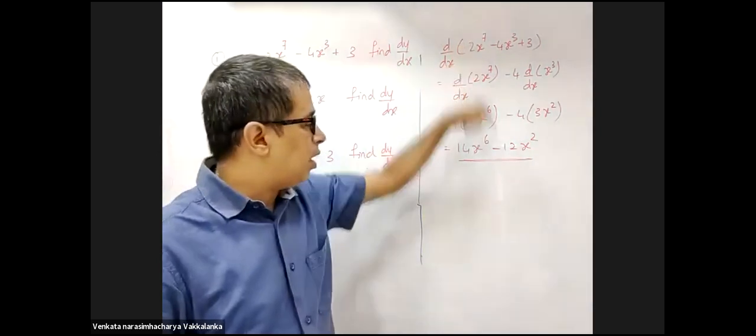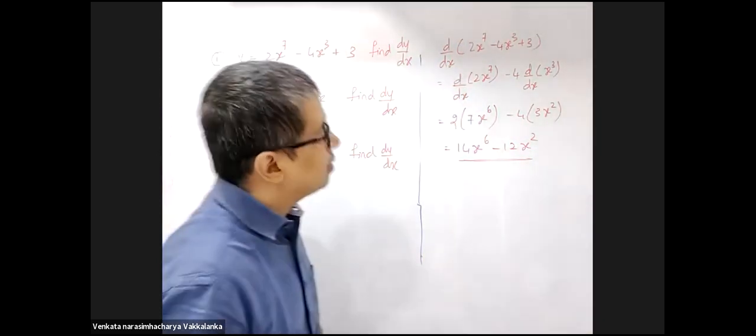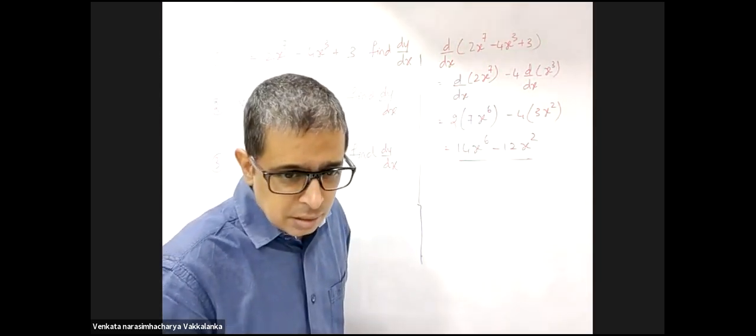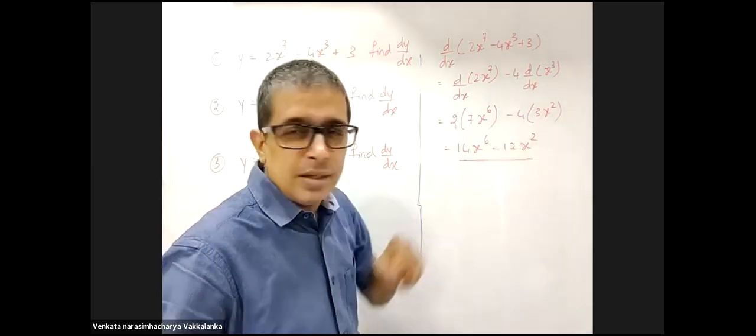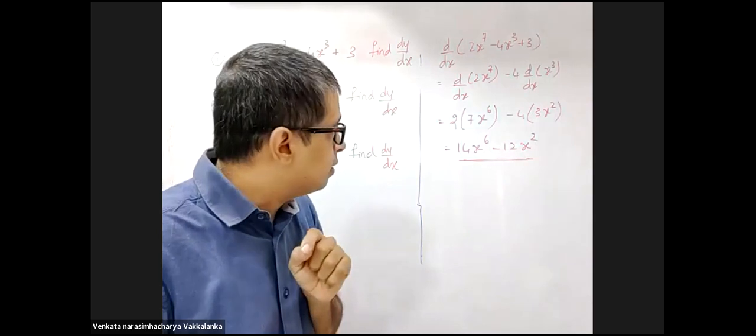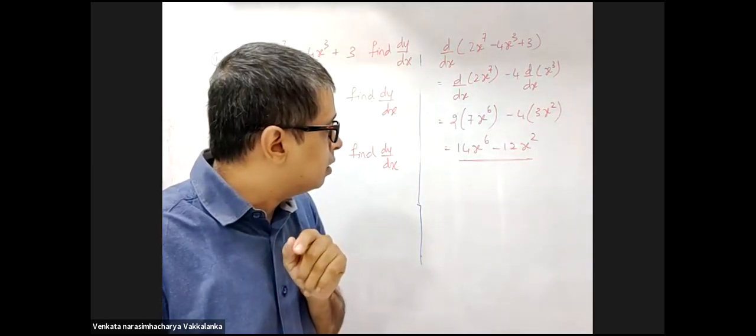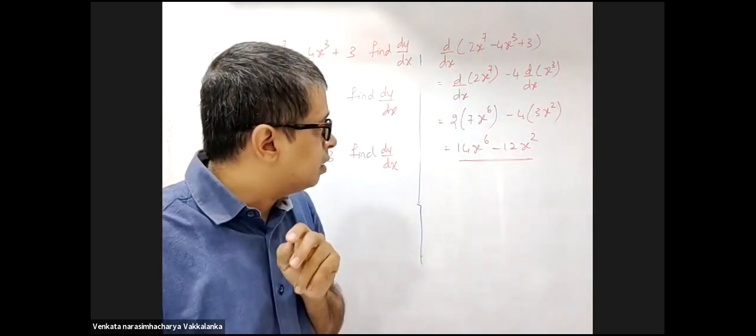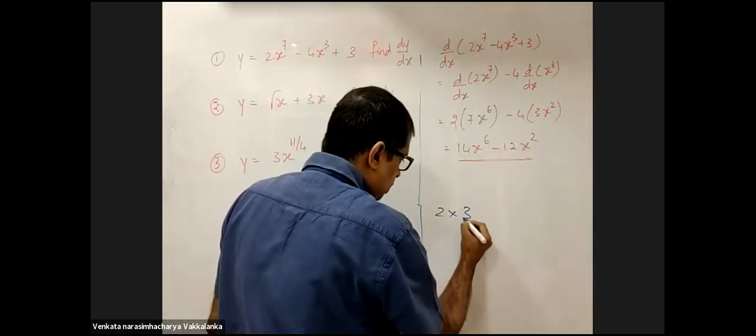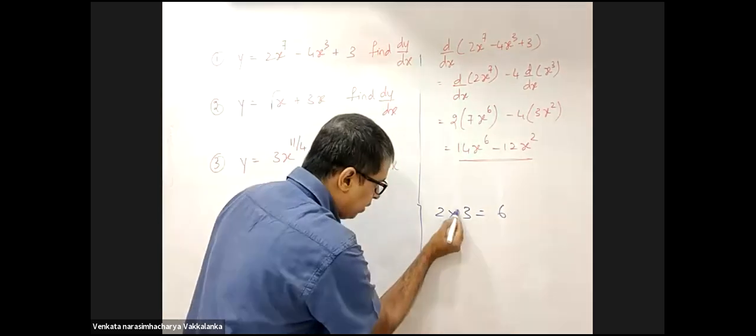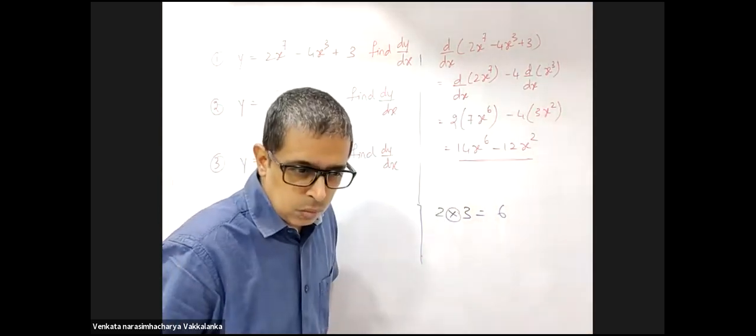Where did the d go? Sir, in the third step. Where did the d in the denominator go also? You cancelled it. 2 into 3 is 6. Where did this into go?